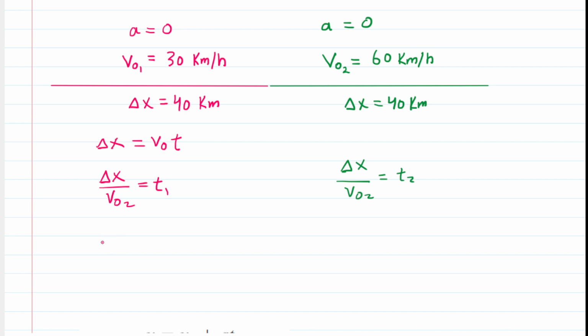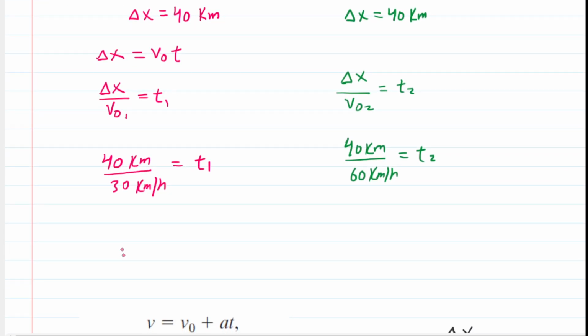So for the first leg, we'll go ahead and plug in the known values. Again, we have 40 kilometers for the displacement, and then divided by 30. Oh, I put a subscript 2 there. Excuse me. That should be a subscript 1. And so the initial velocity for the first leg was 30 kilometers per hour. That's going to give us t1. We'll do something similar for t2. And so we compute these times. For t1, we're going to get about 1.33 hours. And for t2, we're going to have 0.667 hours.